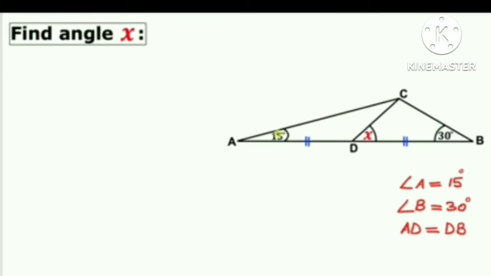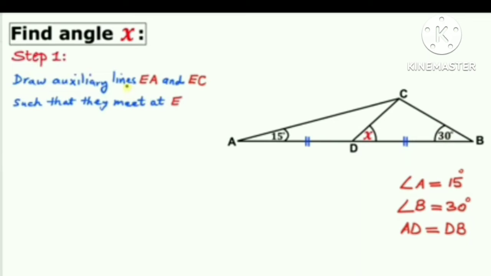So let's go ahead and get started with the solution, and here's the very first thing we are going to do. Let's focus on this angle 30 degrees. We should take advantage of this 30 degrees. So therefore we are going to draw some auxiliary lines.